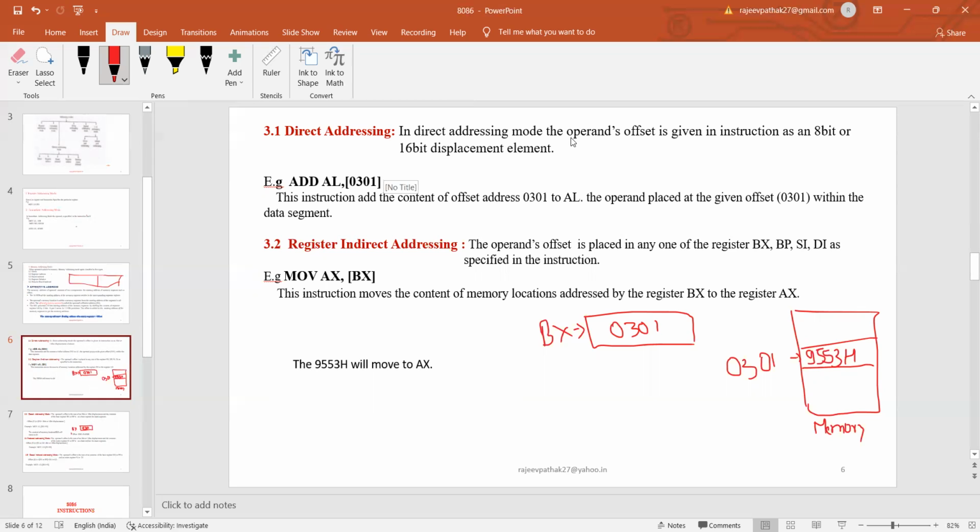So in direct addressing mode, the operand offset is given in the instruction as an 8-bit or 16-bit displacement element. For example, if I write ADD AL, [0301], that means this instruction adds the content of offset 0301 to AL. The operand is placed at the given offset 0301 within the data segment. That means we have to add the data whose offset is equal to 0301.